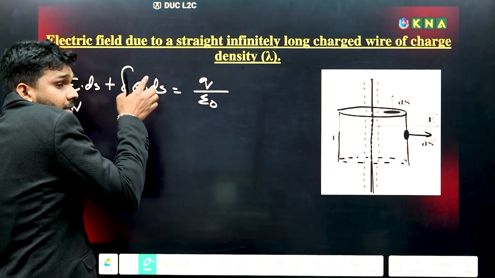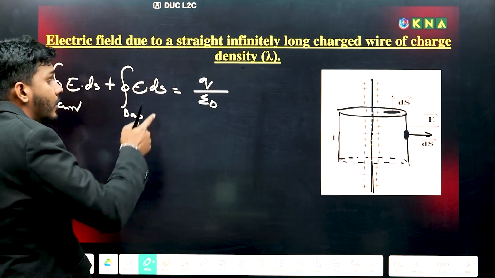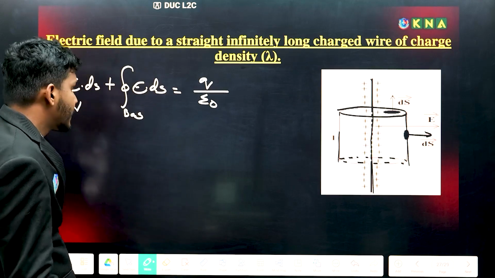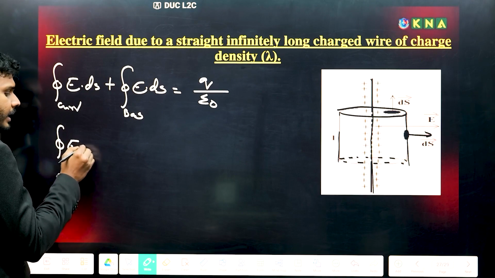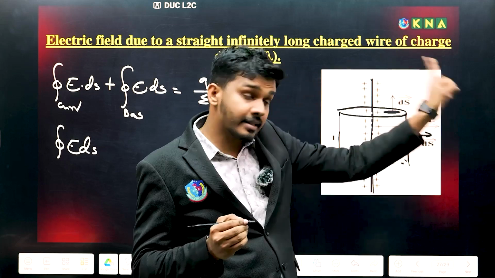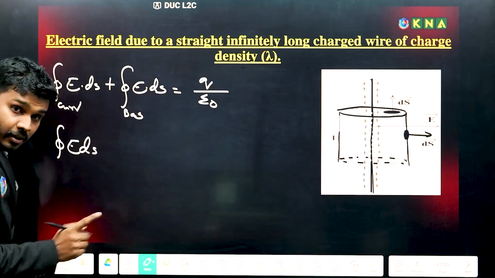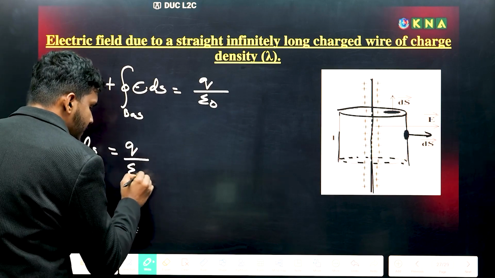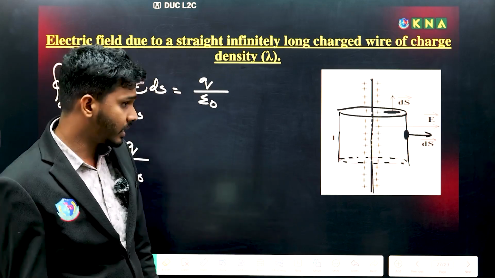E·dS cos 90 is 0, so the base surface electric flux is 0. Then there is only the curved surface, that is E·dS. What is the angle? The electric field and dS are in the same direction, the angle between them is 0 degrees, cos 0 is 1. So the integral of E·dS is equal to q by epsilon naught.